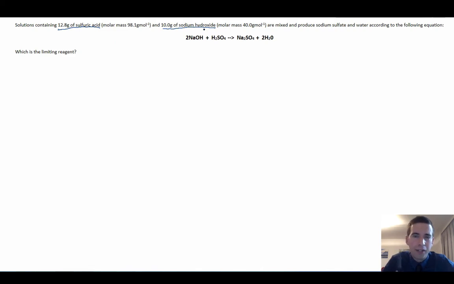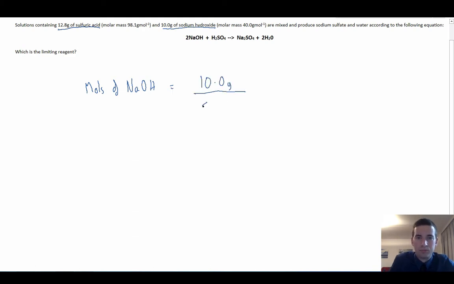So let's find out which one is the limiting reagent. Let's start by looking at the sodium hydroxide and work out the moles of sodium hydroxide. Remember our calculation triangles: we have a mass, we have the molar mass, simple division. So we've got 0.25 moles.